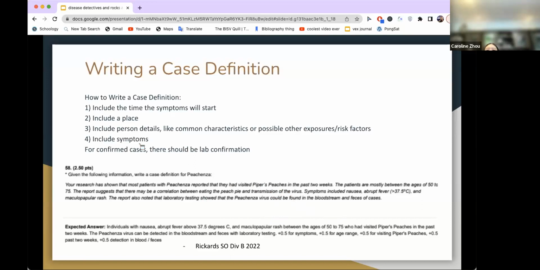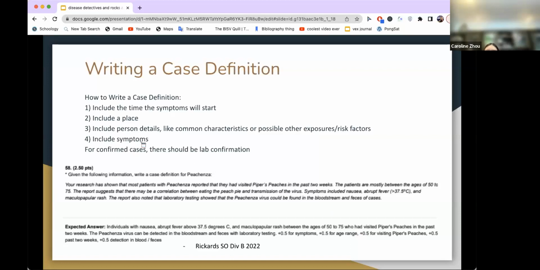Include person details like common characteristics. The problem notes that the patients are mostly between the ages of 50 to 75. And you can assume that because they're between the ages of 50 to 75, that might increase their risk of developing the disease. So you would include that in your case definition. They also said that there may be a correlation between eating the peach pie and transmission of the virus. So you would also include that as possible exposures or risk factors.